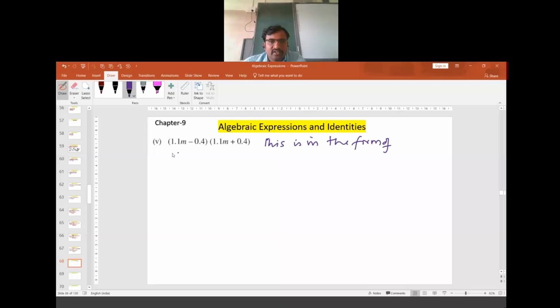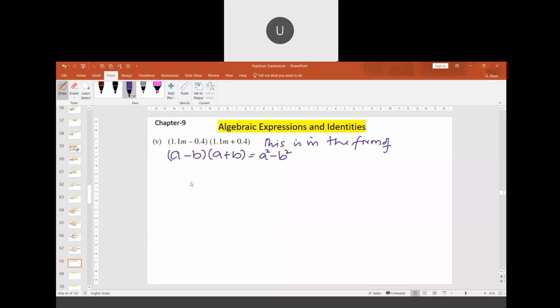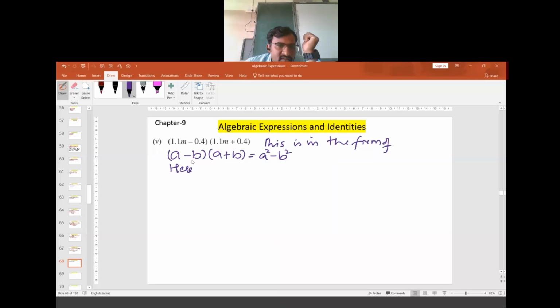Now just below this I'll write (a minus b) multiplied by (a plus b), which is a square minus b square. It is not (a minus b) whole square; it is a square minus b square. 2ab should not be written. This is the fourth identity.